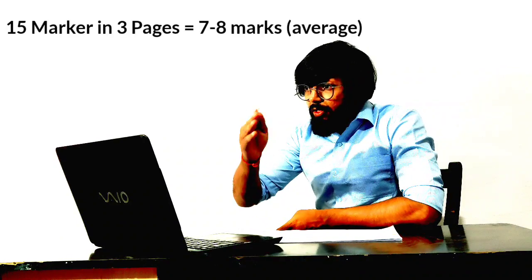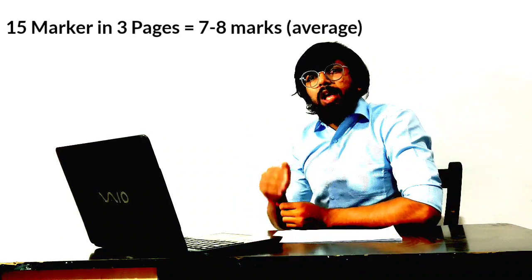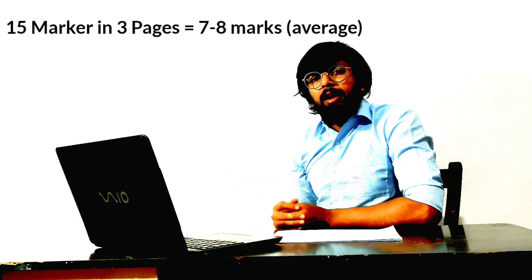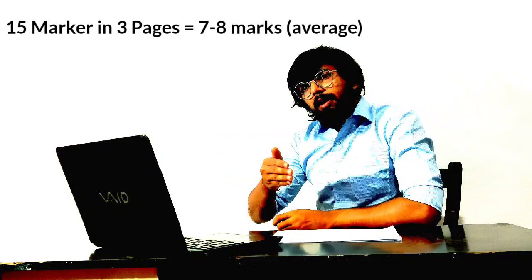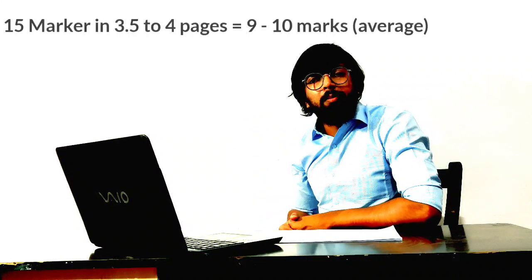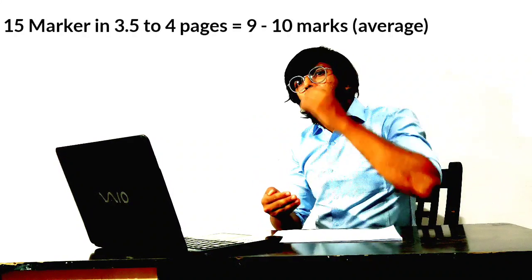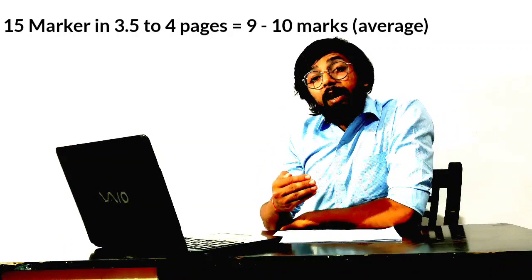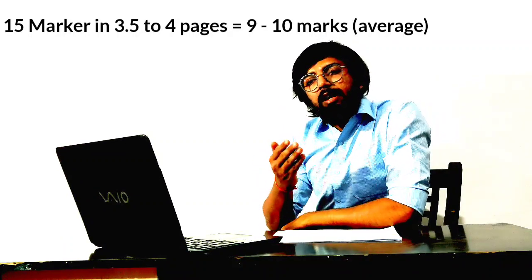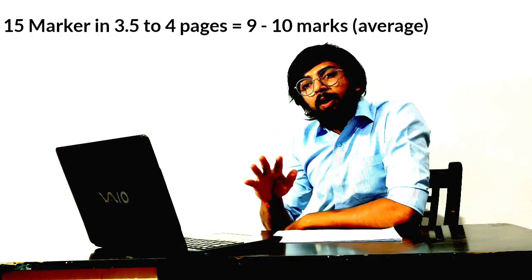Simultaneously in 15 markers also, if we write in 3 pages for a 15 marker, the average marking will come around 7, 8 or 9 approximately. But if we write the same content with better presentation, or we add some points in each heading of the 15 marker, you will be able to gain 1 mark more per 15 marker. So that whole scenario will change. Now your average marking will come around 9 to 10 marks, rather than 7 to 8. So that is the basic crux that we have gained.